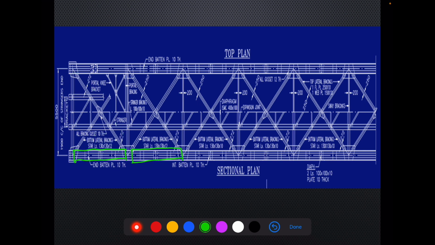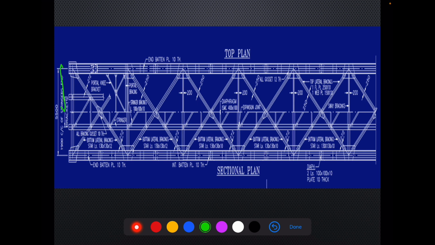We can also see in the bottom plan stringers. These are the stringers, right? Since it is the half bottom view, we are able to see only one stringer. Then we can also find half length of the cross girders. These are the cross girders. So this is how our bottom floor plan looks like in an open web girder.